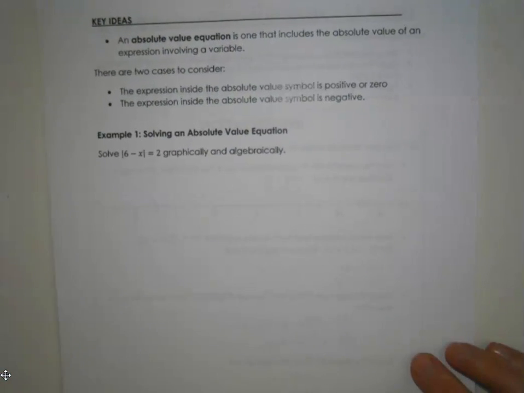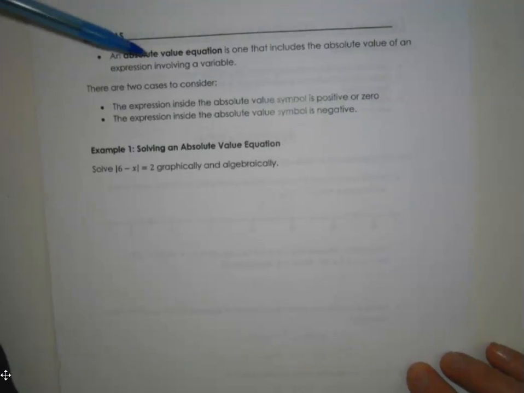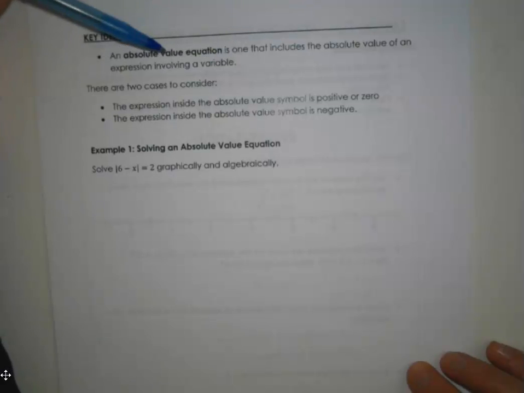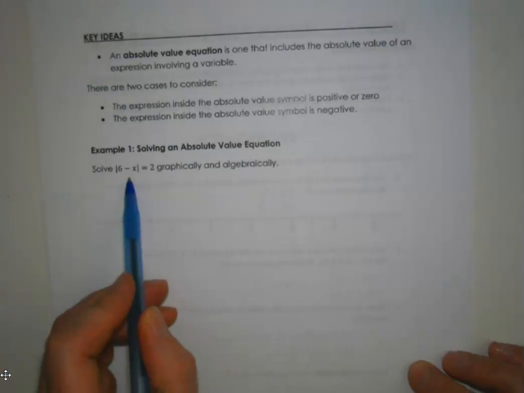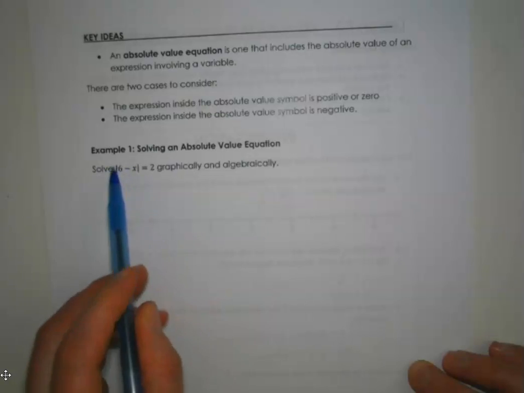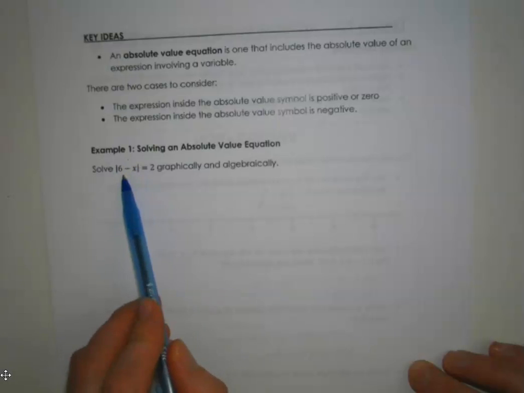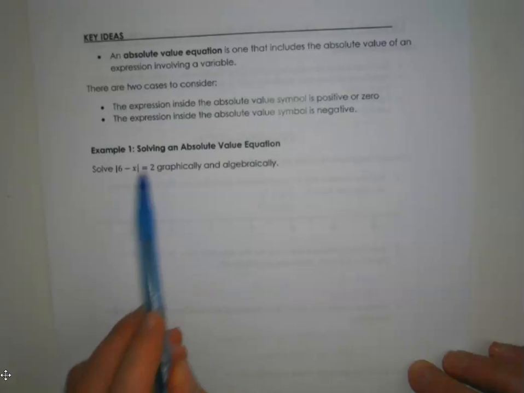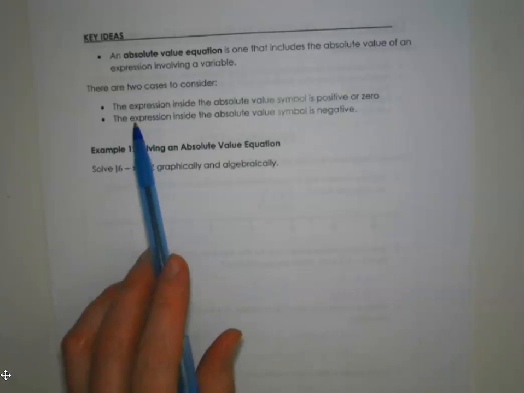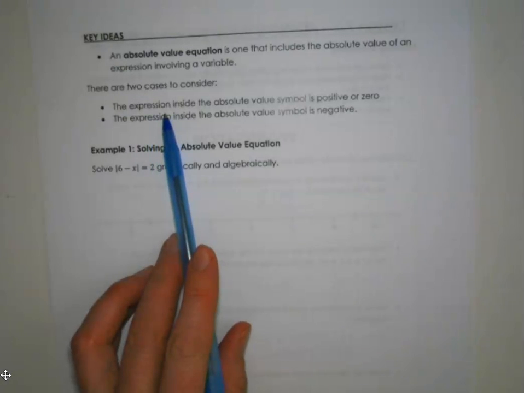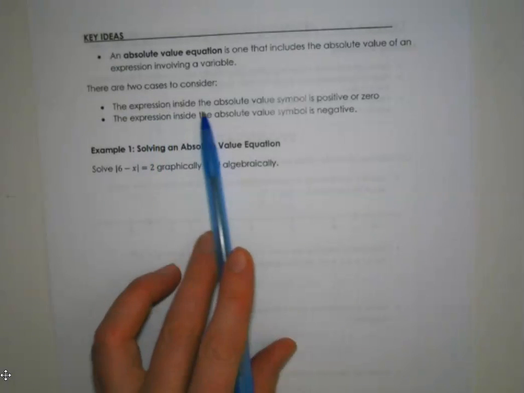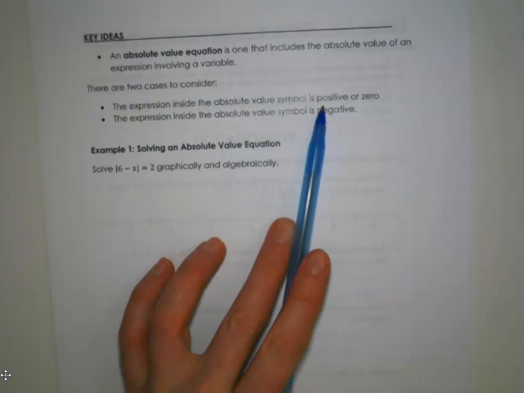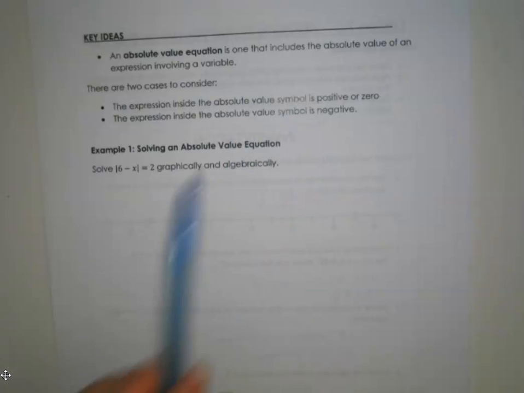All right, so what is an absolute value equation and how is it different from an absolute value function? Well, an absolute value equation is one that includes the absolute value of an expression involving a variable. Basically, up until now we just had y is equal to the absolute value of 6 minus x, for example. Now we actually have an equation where the absolute value of 6 minus x is equal to a numerical value, and we have to solve it. So there are two cases to consider to start with: the expression inside the absolute value symbol is positive or 0, or the expression inside of it is negative.